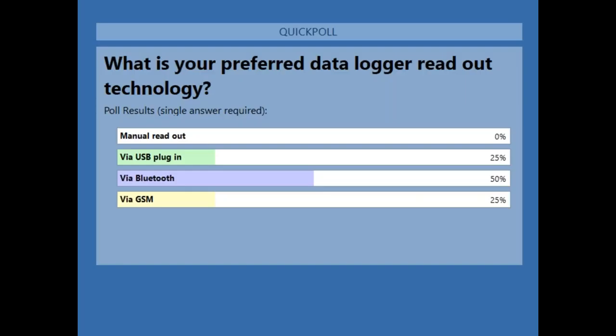Okay, so the question was, what is your preferred data logger readout technology? And the results are here. We have 0% for manual readout, 25% saying via USB plug-in, then we have 50% saying via Bluetooth, and then another 25% saying via GSM. Thank you everyone for participating in our last poll question. Now I'm going to send it back to Harold. But before Harold begins again, Harold, what do you think about the results of our final poll question?